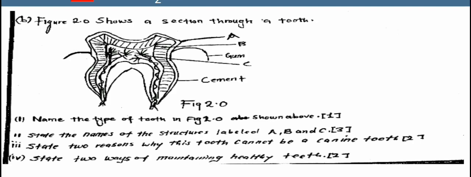So this one is coming from dentition. And when you talk of dentition, you're talking about the arrangement and the total number of teeth in an animal. So the question is saying figure 2.0 shows a section through a tooth. We have structures A, B, and C. And the first question is saying name the type of tooth in figure 2.0 shown above. So what type of tooth is this one? So this one is called the molar. Okay, that is the name.